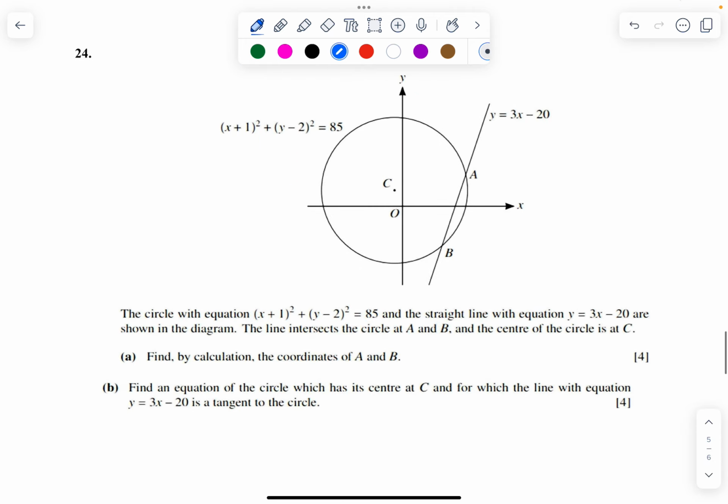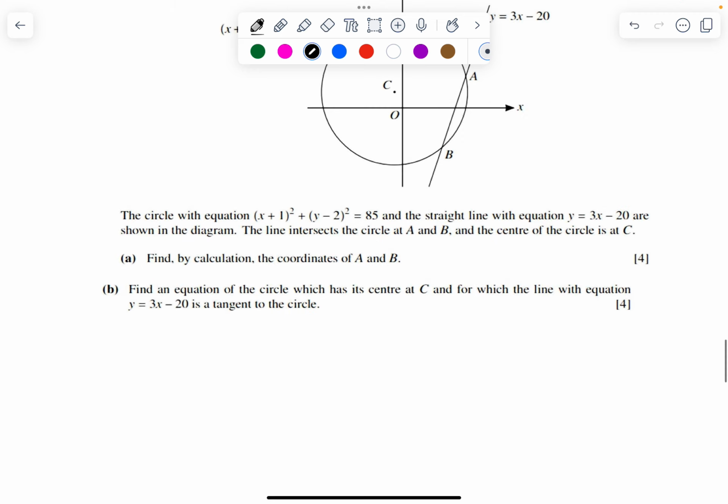Last two questions. Question number 24. The circle with equation (x plus 1) whole square plus (y minus 2) whole square equals 85 and the straight line are shown in the diagram. The line intersects the circle at A and B and the center of the circle is C. By calculation, find the coordinates of A and B.